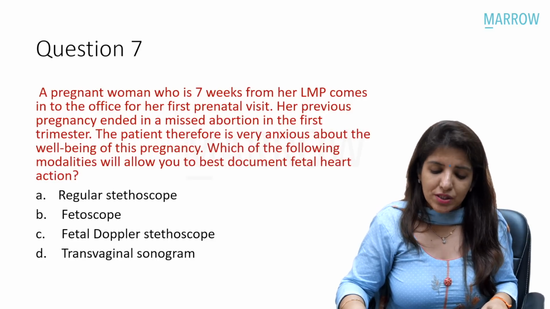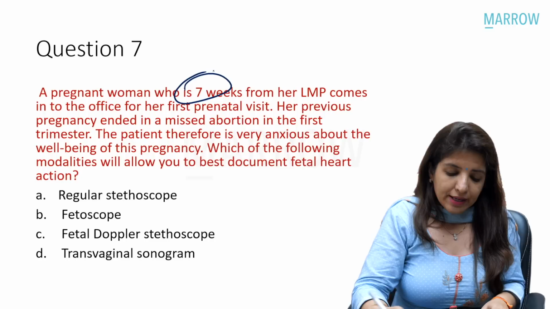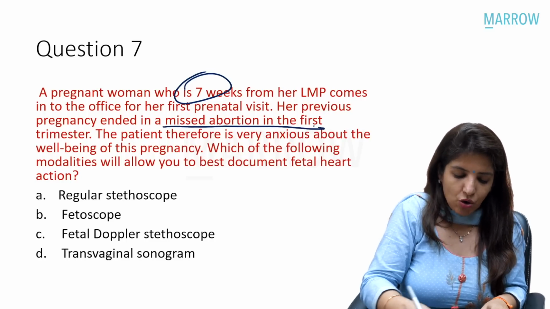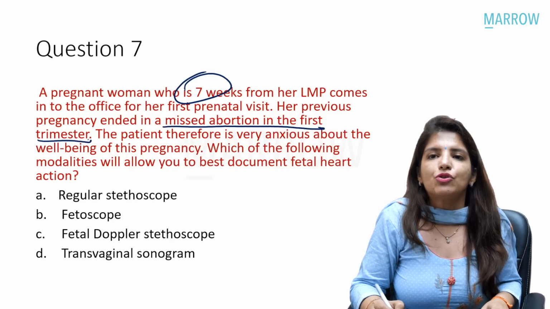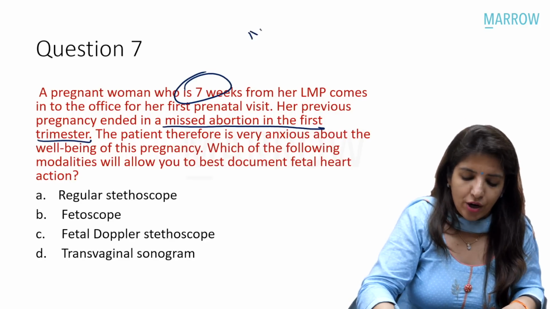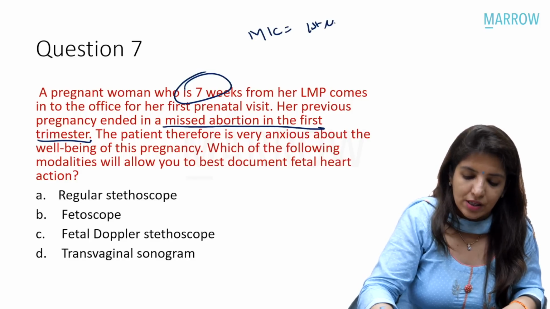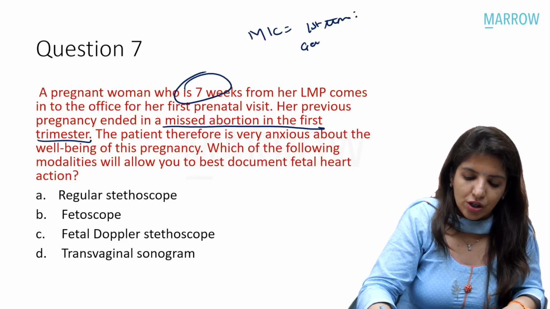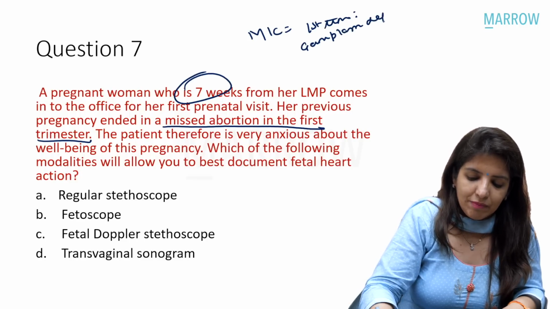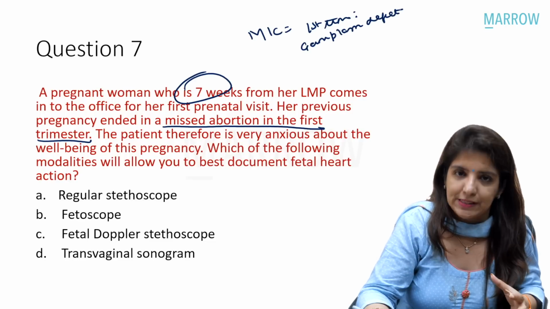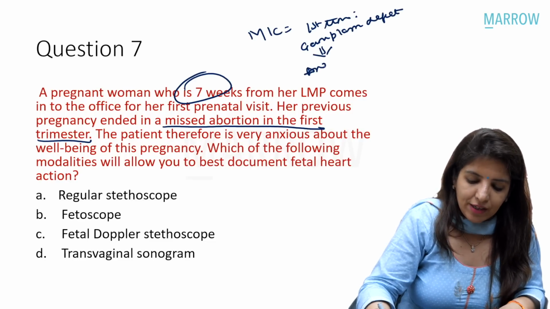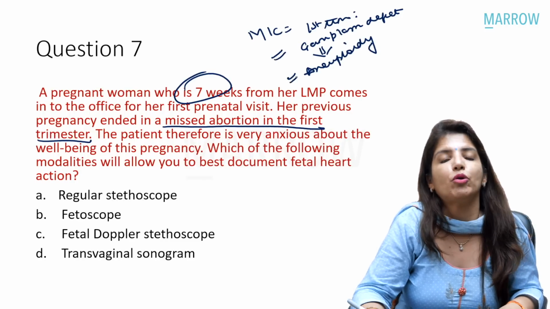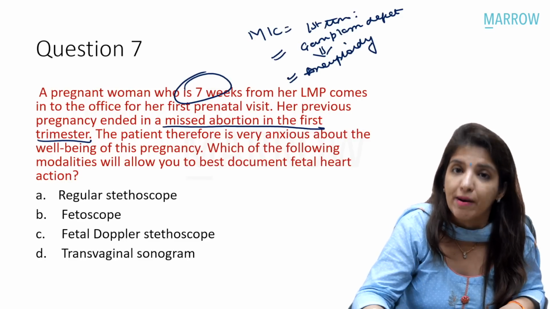A pregnant woman who's 7 weeks from her LMP comes to the office for the first prenatal visit. Her previous pregnancy ended in a missed abortion in the first trimester. So what is the most common reason for abortion in the first trimester? The most common reason for abortion in the first trimester is a germ plasm defect. That means a defect in the fetus, right? And what is that defect? That defect is aneuploidy. What do you understand by aneuploidy? Aneuploidy is a defect in chromosome number, right?